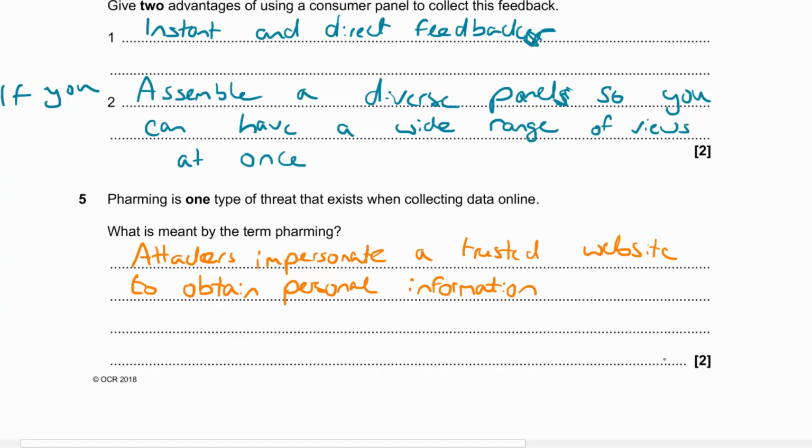Thinking exam technique, it's worth 2 marks. The examiner is looking for 2 distinct points. So we've got 1 point here, the point of the fact that it's a website being impersonated, being copied really. And the second point is what we're doing in this attack, where we're trying to obtain personal information.